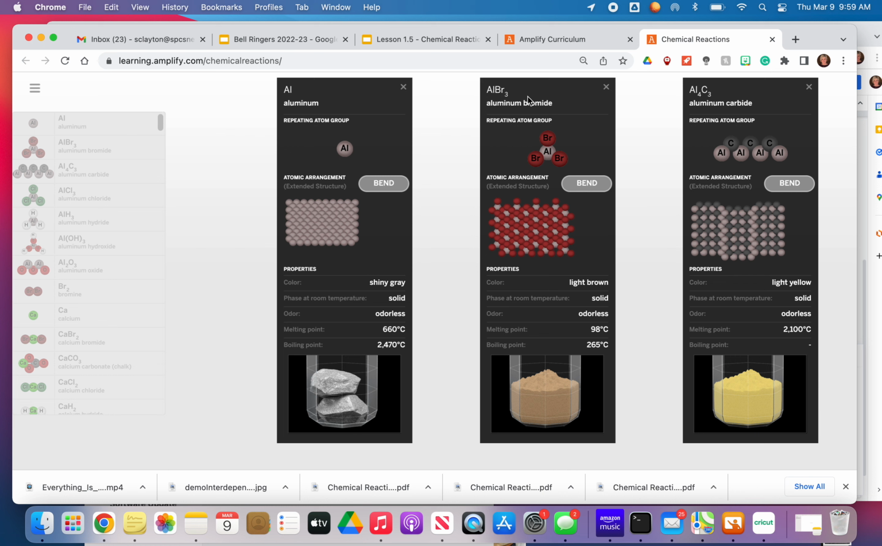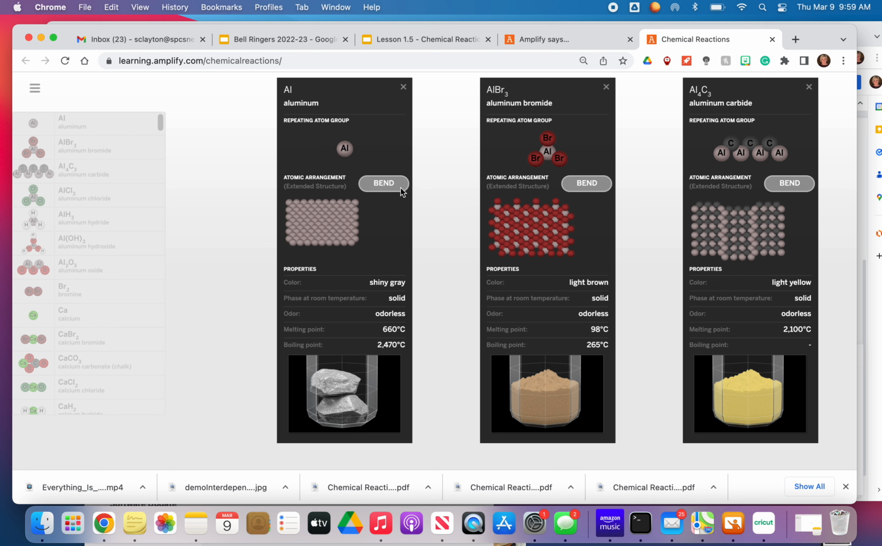I want you also to take a look back up here at the chemical symbol above the name. So for aluminum bromide, it's AlBr3, and that tells us the Al means there's 1 atom of aluminum and the Br3 means 3 atoms of bromine, and they are connected, they're touching, and that makes 1 molecule, okay? The next thing I want you to take a look at is this atomic arrangement. This is the extended structure. And there's a button next to it.